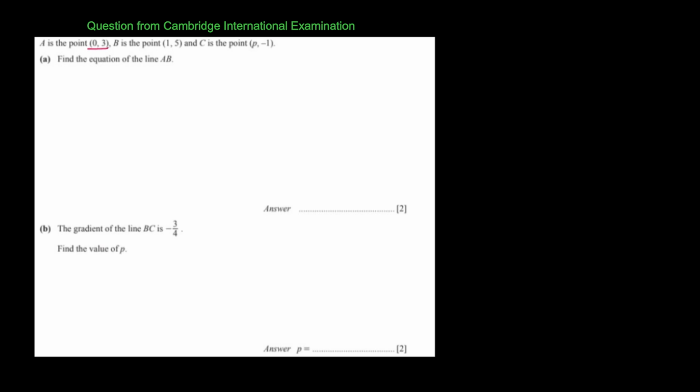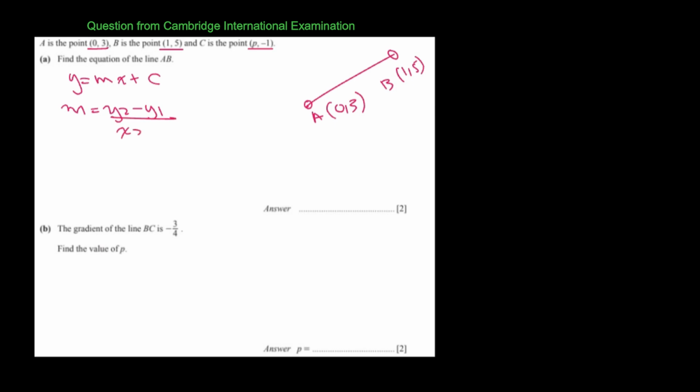Now A is the point 0, 3, and B is the point 1, 5, and C is the point P, negative 1. Find the equation of the line AB. So you have A, that is 0, 3, and B, that is 1, 5. Now the equation will be in the form y equals mx plus c, where m is the gradient and c is the y-intercept. So m equals y2 minus y1 divided by x2 minus x1.